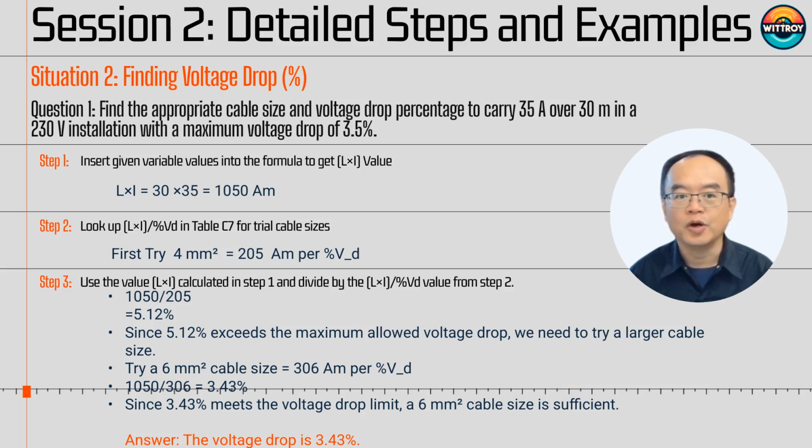Now try a 6 square millimeter cable size. For a single phase 230 volt installation, a 6 square millimeter cable has a value of 306 ampere meters per percentage voltage drop. Calculating this, we get 1050 divided by 306 equals 3.43%. Since 3.43% meets the voltage drop limit, a 6 square millimeter cable size is sufficient. Answer: the voltage drop is 3.43%.